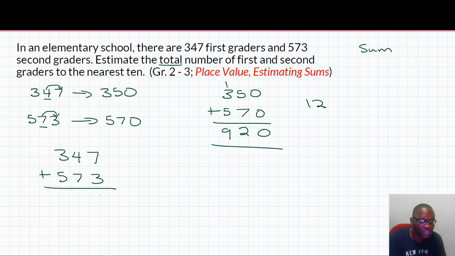So we have 7 plus 3, we have 10, 0, bring 1 up here. 1 plus 4, 5 plus 7, 12. And then we bring 1 up here. 1 plus 3, 4 plus 5, 9. So this just happens to be a perfect solution where you get to 920 regardless.